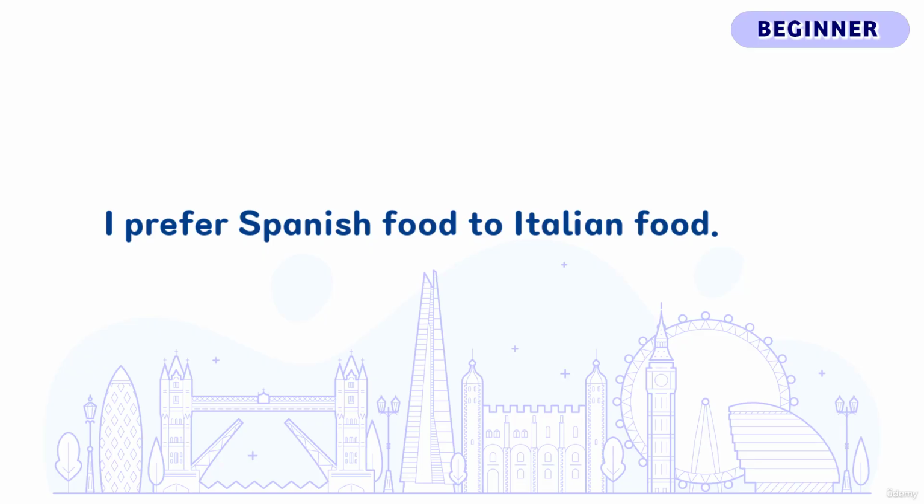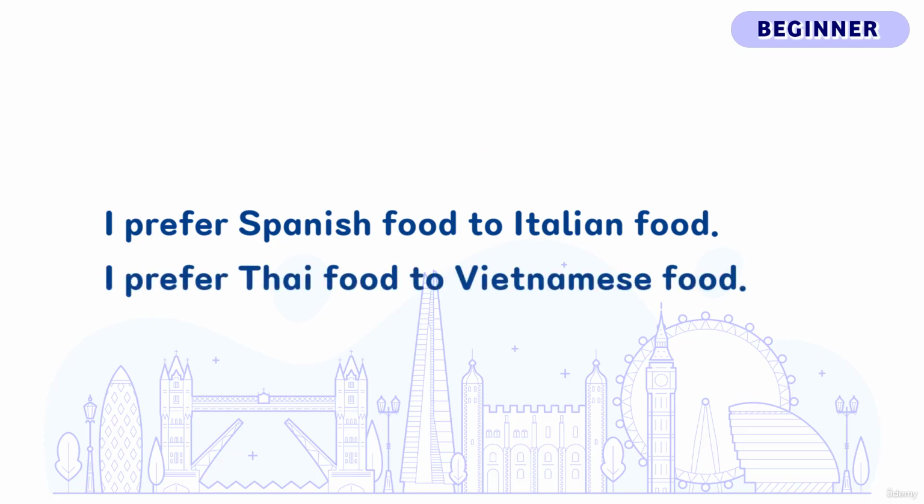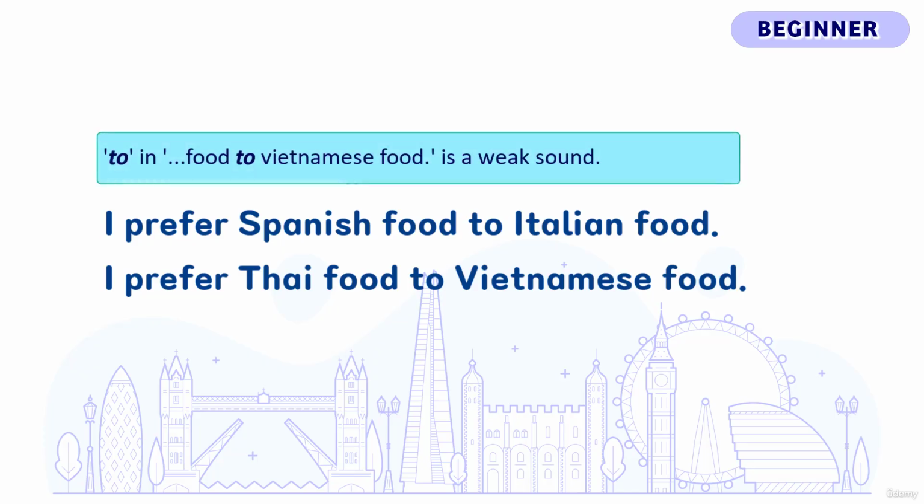The key word which many people get wrong is to. So do make sure to say, I prefer A to B. Here are a few more example sentences. I prefer Thai food to Vietnamese food. Now, as you can hear, to is a weak sound, so it's not pronounced strongly. I prefer Thai food to Vietnamese food.